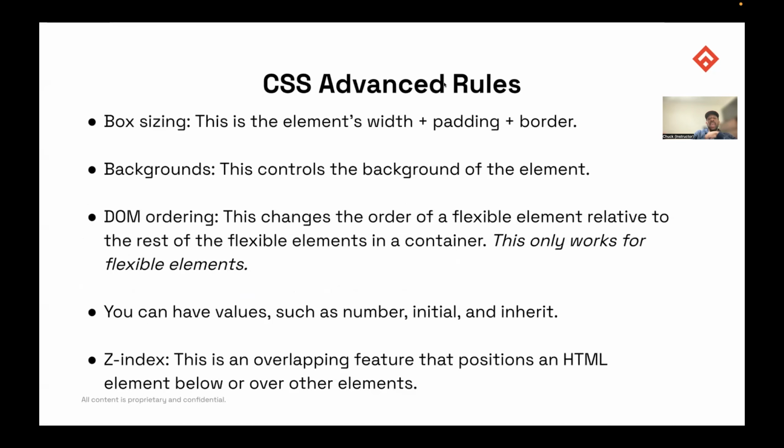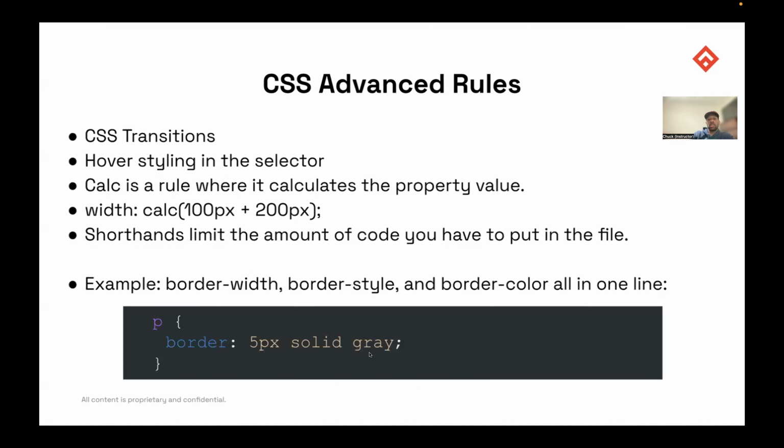And then we have these advanced CSS styling rules. So we have box sizing. This is the element's width and padding. And then we have backgrounds. This controls the background of the element, and then DOM ordering. And then we also have Z index, and this allows for overlapping features that position HTML elements.